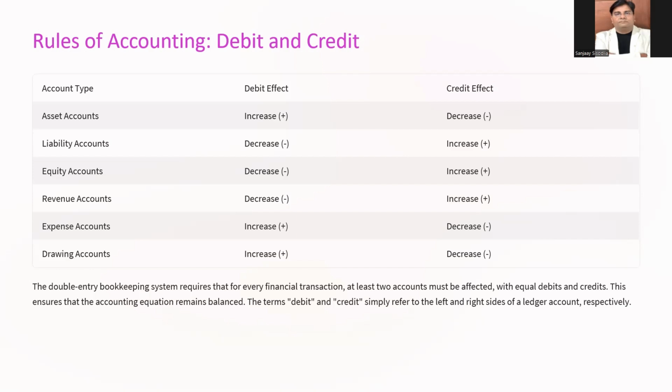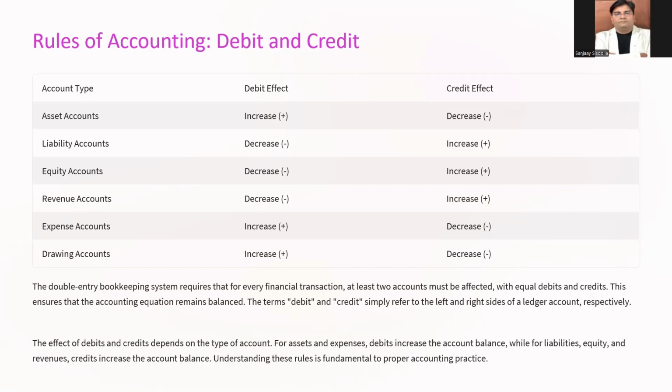So here we have come across a term called accounting equation, and this is what we are going to discuss in our next session: what the accounting equation is, how it is prepared, and what a ledger account is, how it is prepared, how it looks, is something that we will discuss in subsequent sessions.